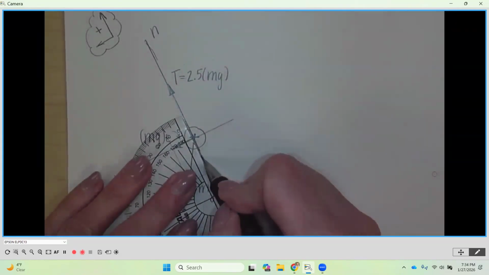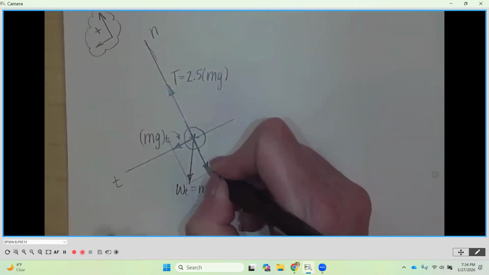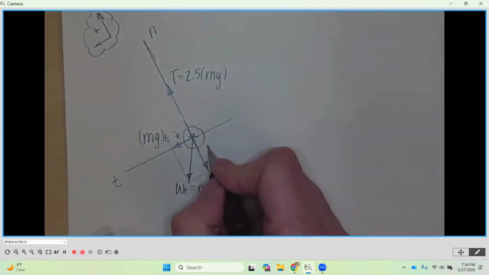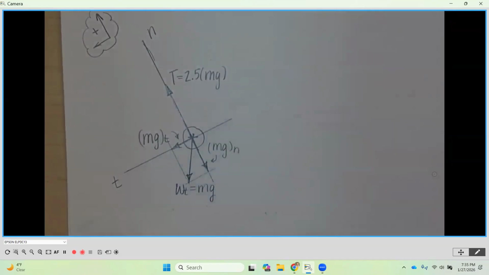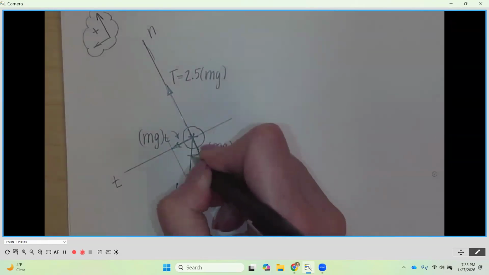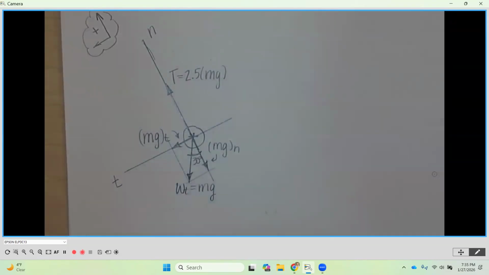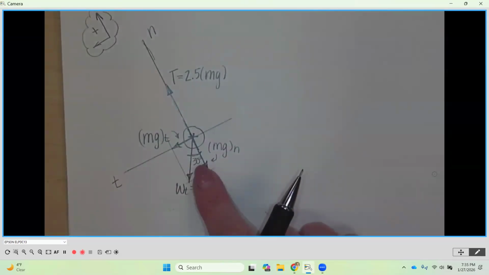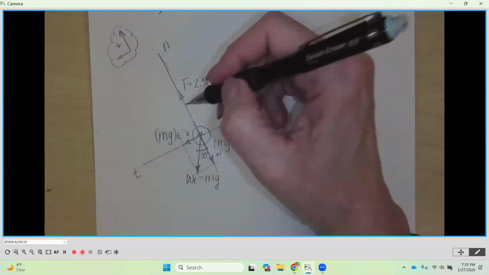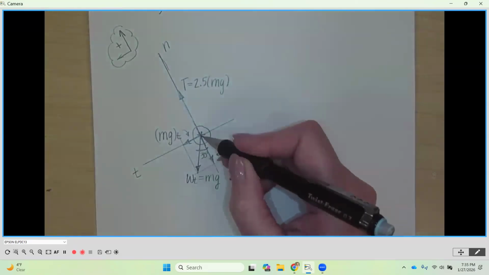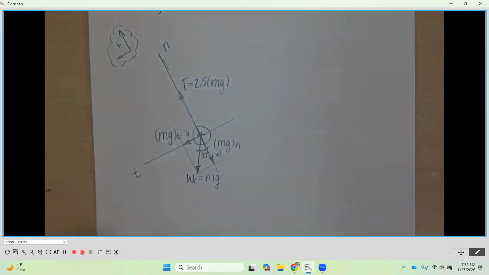And then going down and to the right, I've got a normal component of my weight. So this is going to be mg normal right there. Now the angle that this is at, given in our problem, is 30 degrees. So right there is 30 degrees. So those are all the forces acting on the bob: the tension in that cable, and the weight coming down with its two components along the N and T axes.